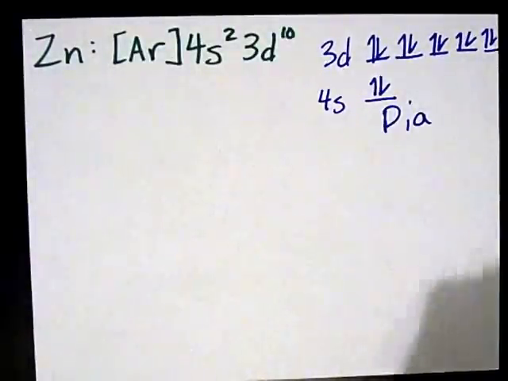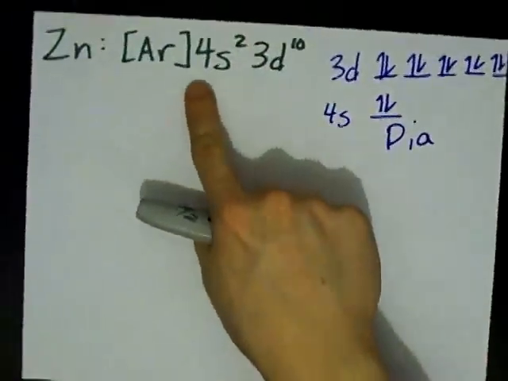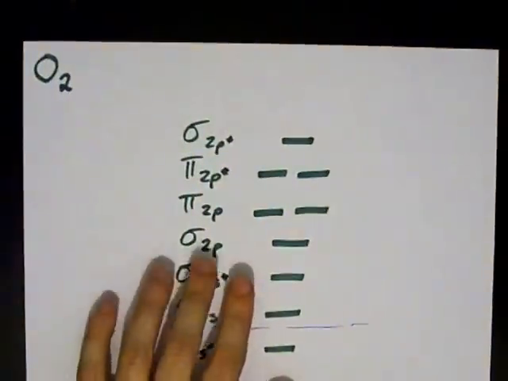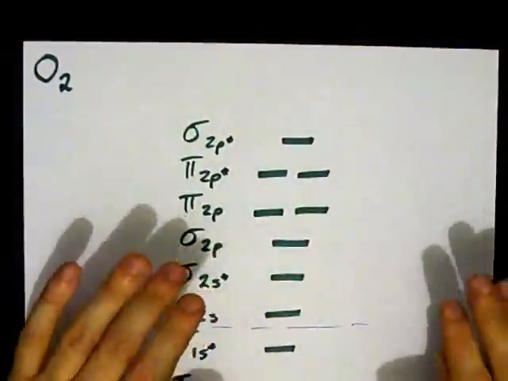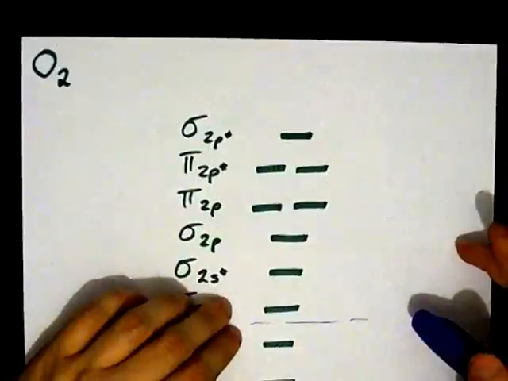Now, that's really easy for atoms because you're familiar with these electron configurations. But when it comes to molecules, it gets tougher. You need to use something called molecular orbital theory.